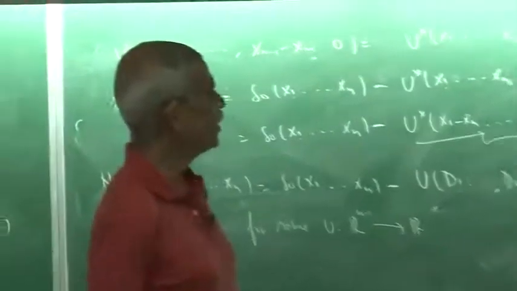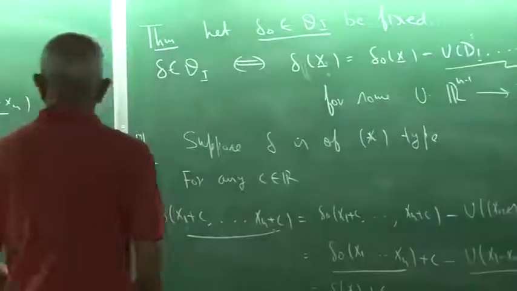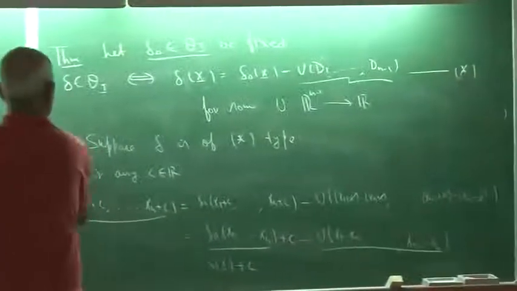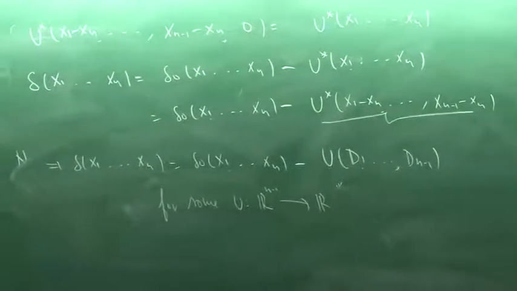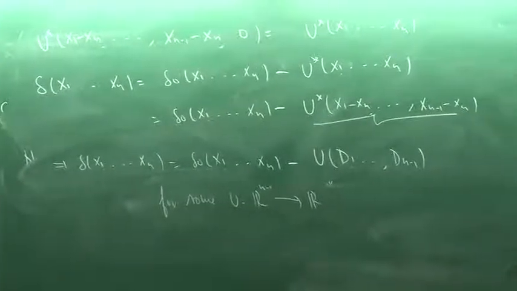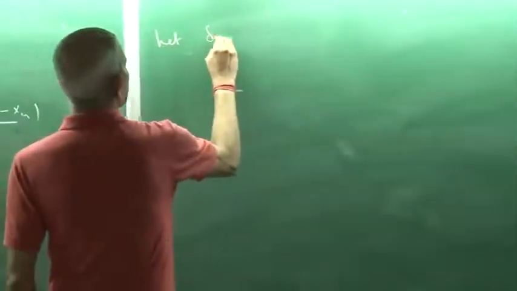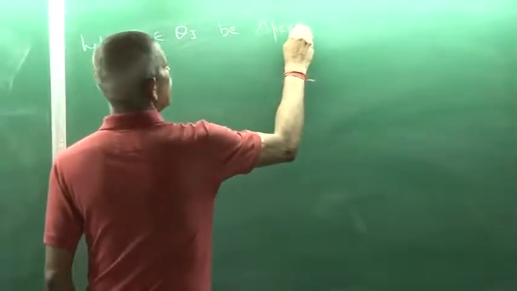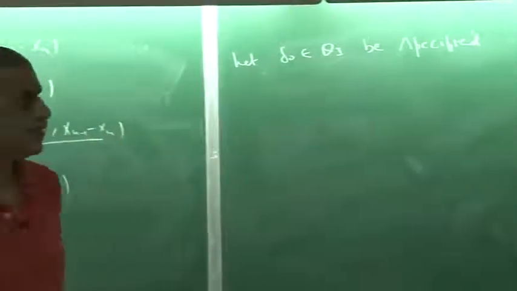So, I have got the form of any invariant decision rule. Let me write down how an invariant decision rule looks. Let delta naught belonging to D_I be specified. This is as per our choice. You can choose any invariant estimator delta naught.